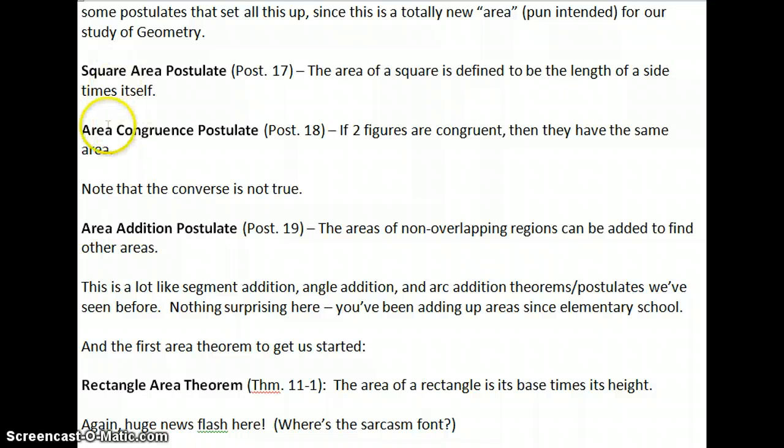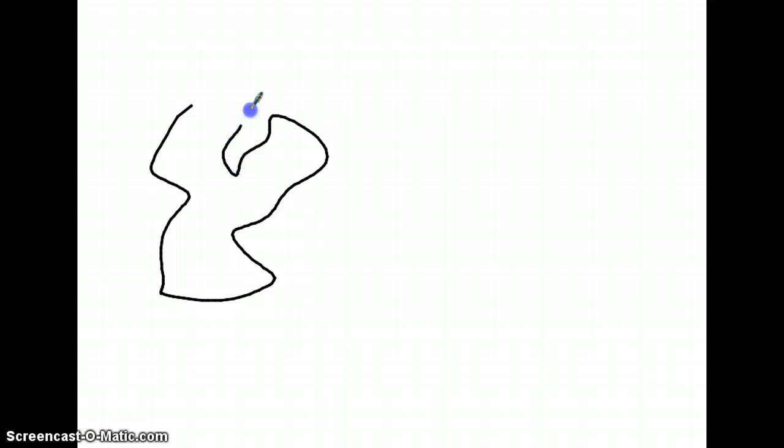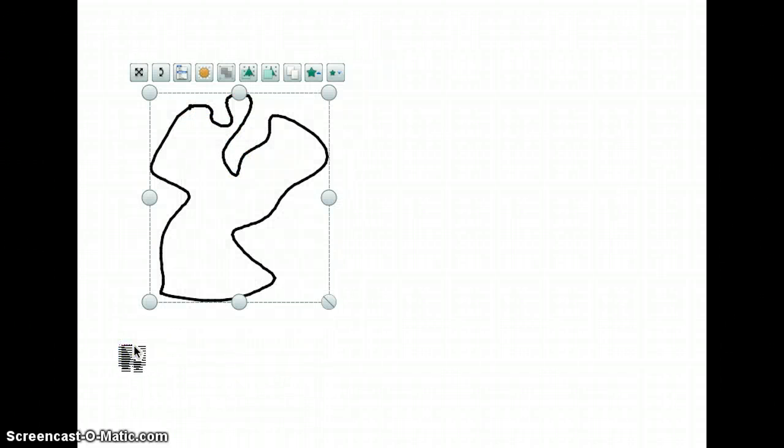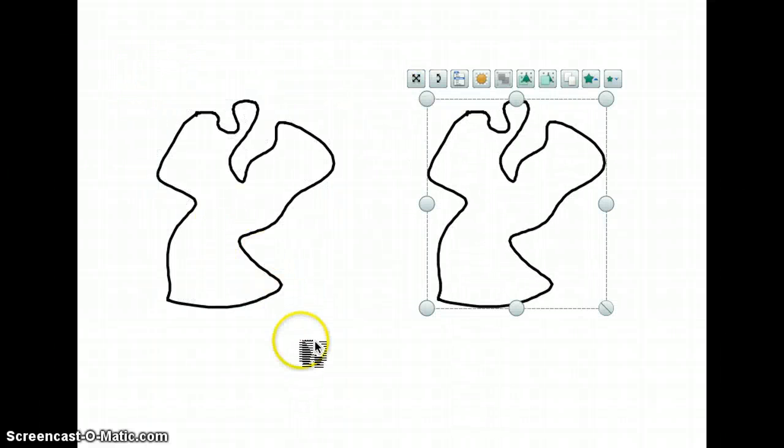Then the next one I talk about is the area congruence postulate. This is a little bit new, I guess. If you have two totally congruent figures, oh, and I can make them. I have some weird figure, I don't even know what it is. But if I have two of these, whatever weird figure that is, and they are actually congruent, and they are because I use the copy paste function on my computer, the area of this weird creepy angel ghost thing is the same as the area of this one. If the figures are congruent, then they must have the same area.